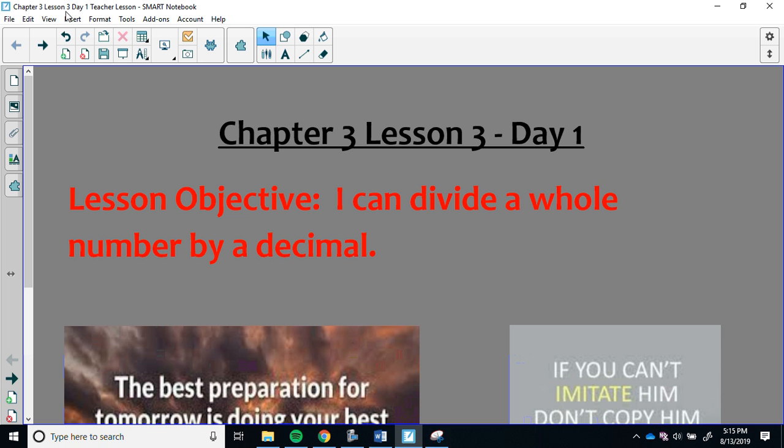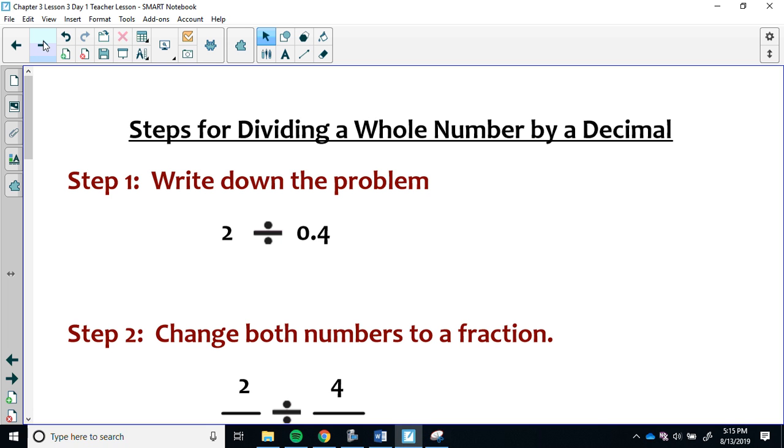Tonight's lesson is Chapter 3, Lesson 3. Once again, we'll break this into 2 days. So day 1, we're going to be looking at dividing a whole number by a decimal. Steps for dividing a whole number by a decimal.